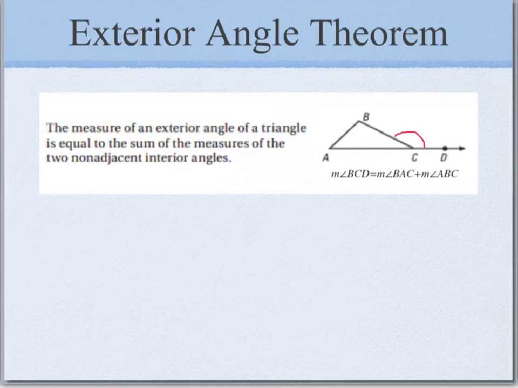So right here we've got the adjacent interior angle. We're not going to use that angle. We're going to use the two non-adjacent interior angles, which are namely angle B and angle A. So if we add up the measure of angle BAC to the measure of angle ABC, we are going to show that we get the measure of angle BCD. Okay? Alright, so here we go.